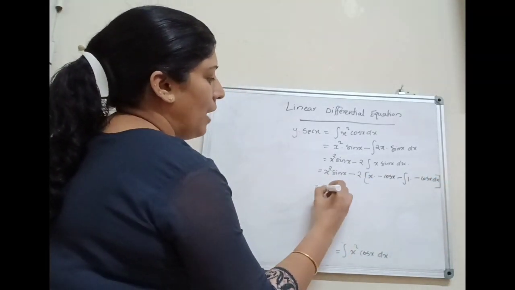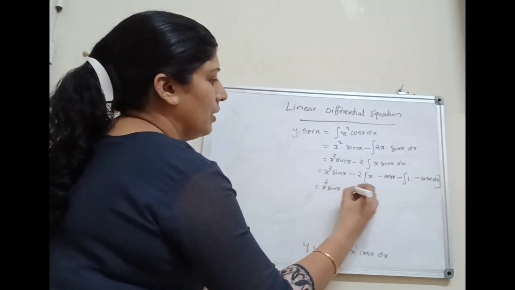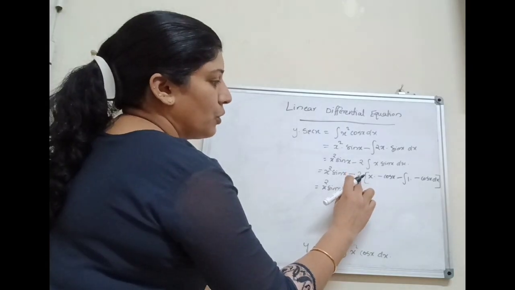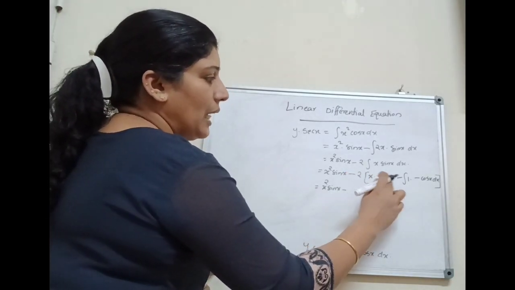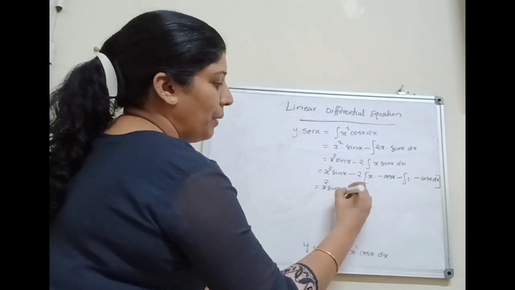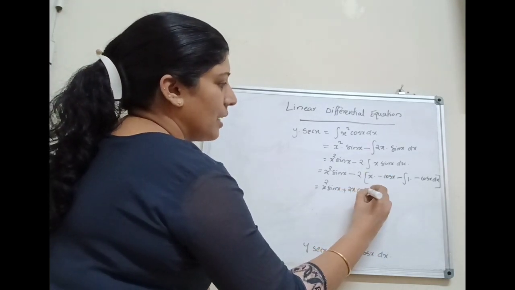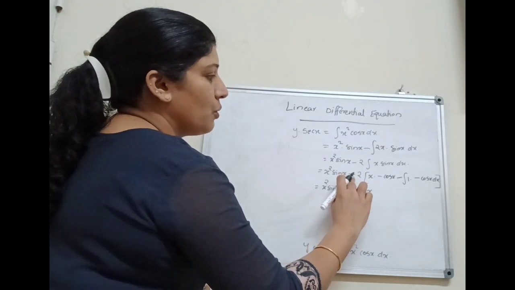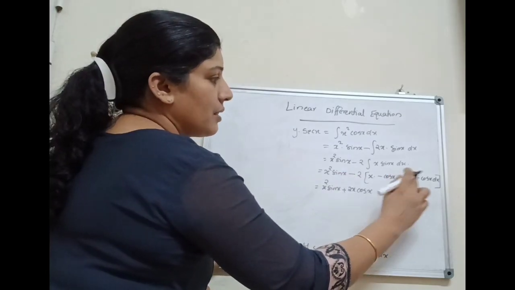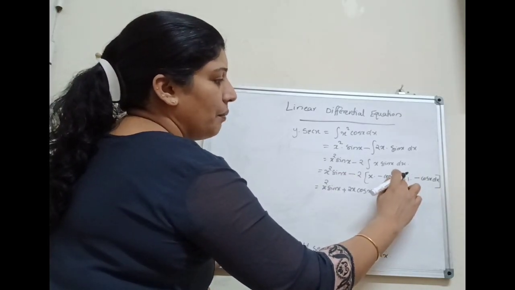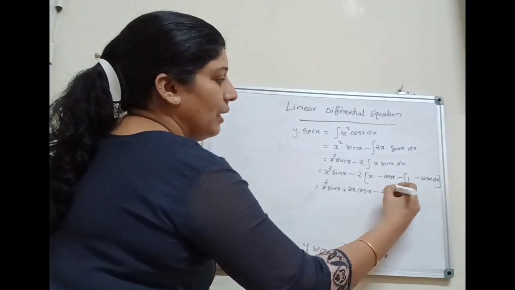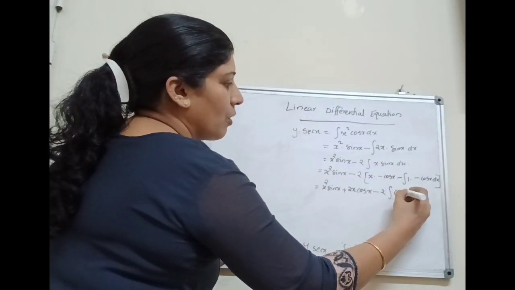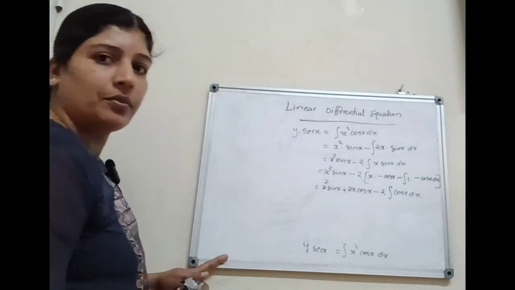It is equal to x square sin x minus 2 into minus cos x. Here minus 2 into minus cos x times x, therefore plus 2x cos x. Then minus 2 into minus of minus cos x, that here minus of minus is plus. Then again minus 2, that is minus 2 into integral cos x dx.